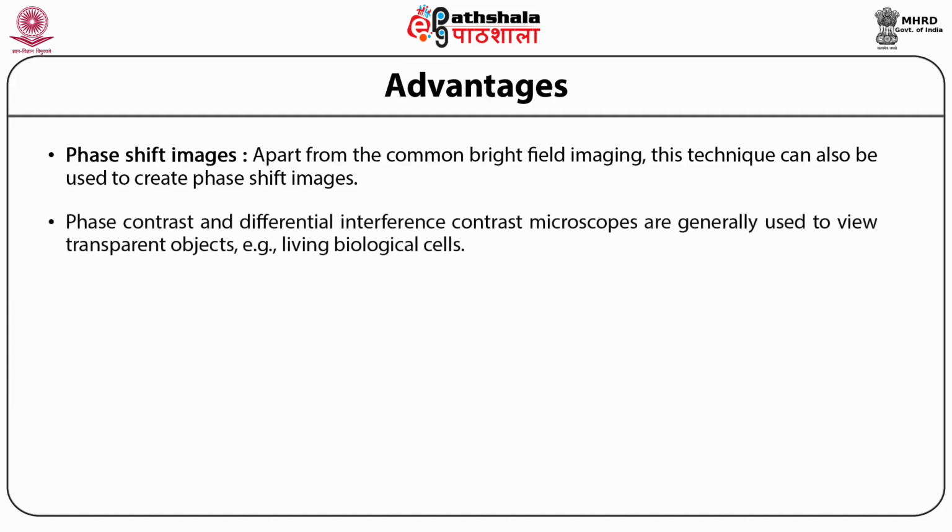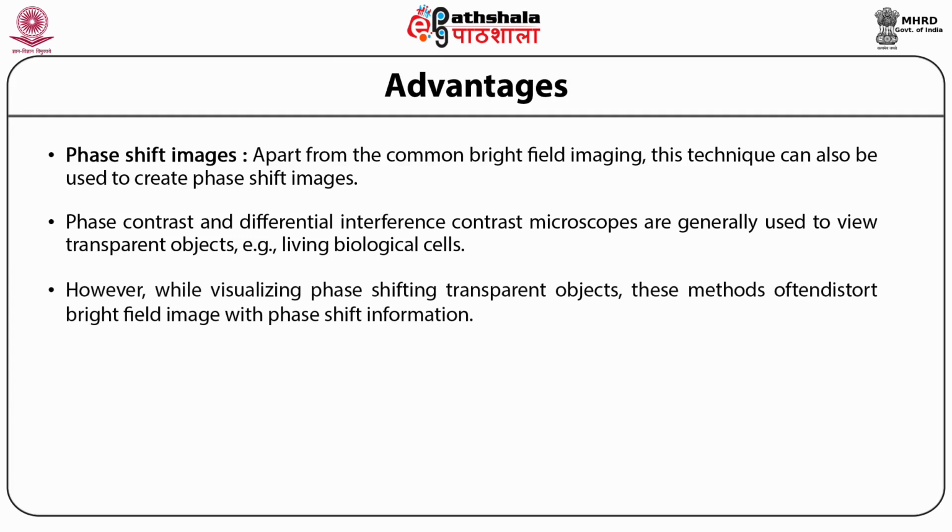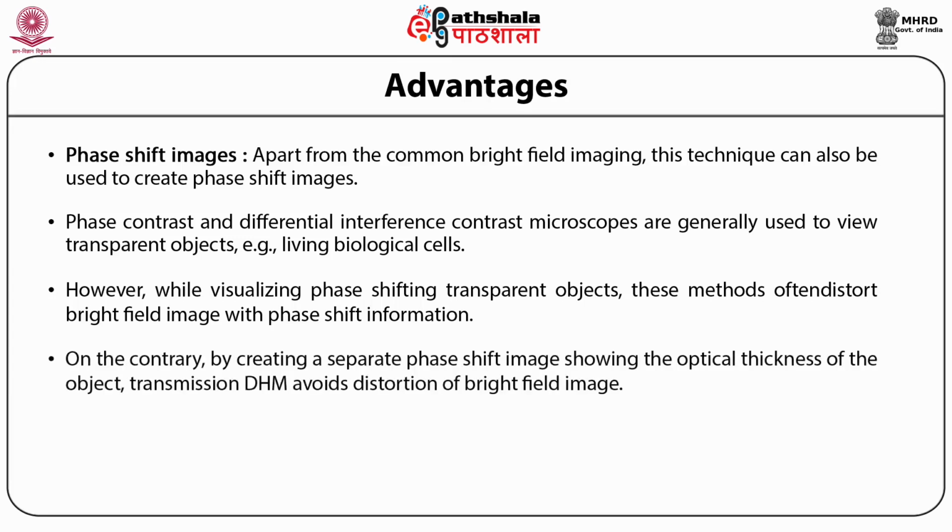The phase contrast and differential interference contrast microscopes are generally used to view transparent objects, for example, living biological cells. However, while visualizing phase shifting transparent objects, these methods often distort the bright field image with phase shift information. On the contrary, by creating a separate phase shift image which shows the optical thickness of the object, transmission DHM avoids distortion of the bright field image.